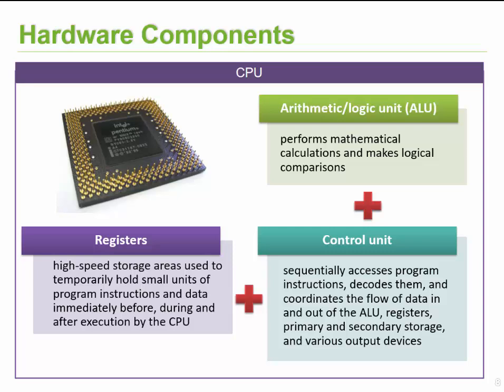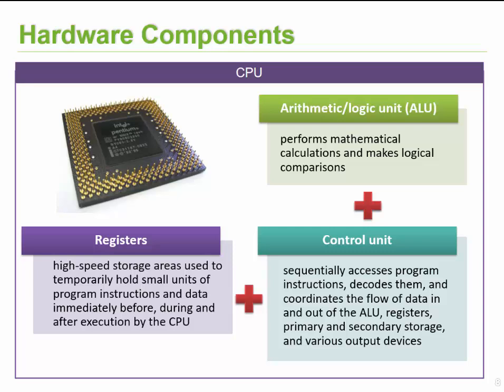Now if we look at the first one, the arithmetic logic unit, the ALU, this section of the CPU performs all the mathematical calculations and logical comparisons. For example, if you want to add up values, it goes to the ALU. When you're comparing documents, it should compare values and instructions. Again, it will take place within the ALU.